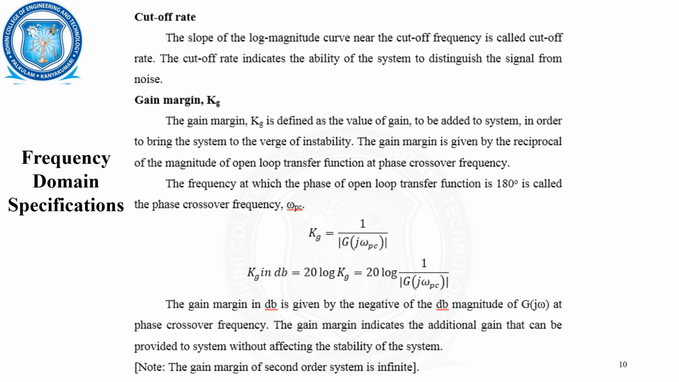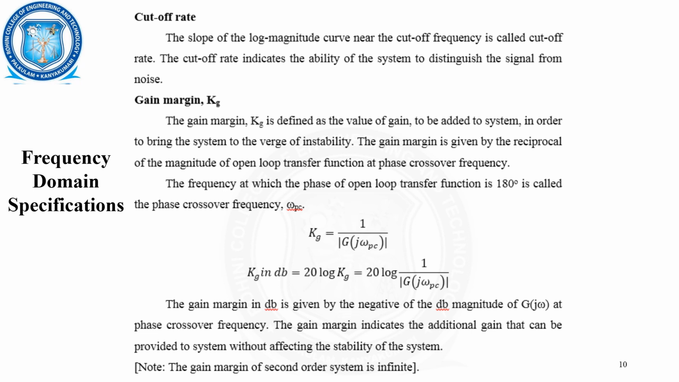After that, the system will become unstable. So that's the crossing value or the edge value. The gain margin is given by the reciprocal of the magnitude of the open loop transfer function at phase crossover frequency. What is phase crossover frequency? The angle should be 180 degrees. What is the frequency of the phase of the open loop transfer function at 180 degrees? This is what is called phase crossover frequency.